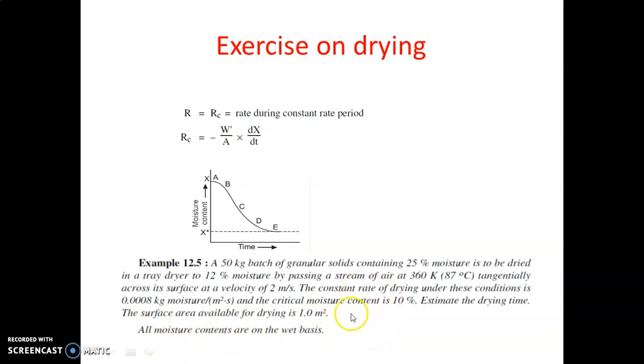So moisture is taken on a weight basis. Moisture can be taken on a wet basis or a dry basis. These definitions are already discussed in an audio clip, so please refer to that.